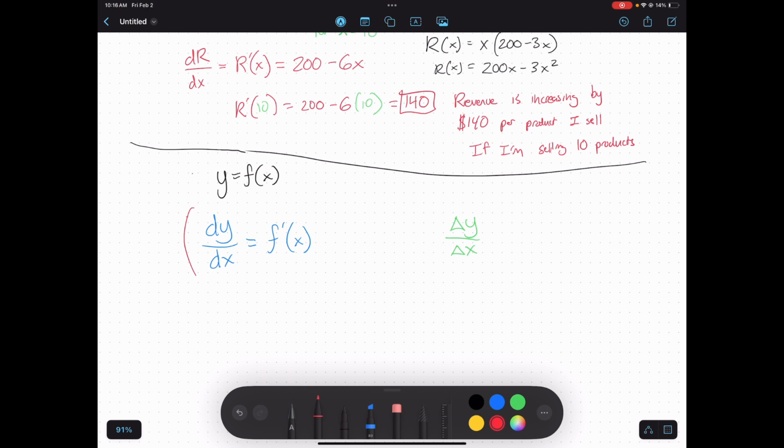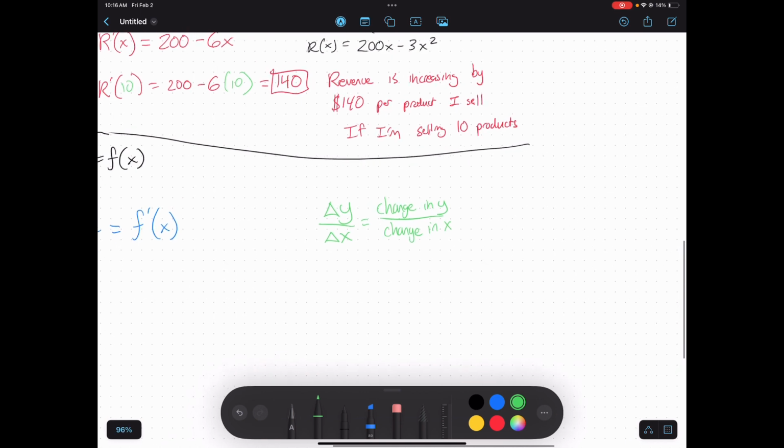Okay. Well, what about this notation? Delta y over delta x. Well, if you remember, delta just means change, right? And it can be any change. It doesn't have to be small or large. It can be any change as long as it corresponds to whatever my change in x is.